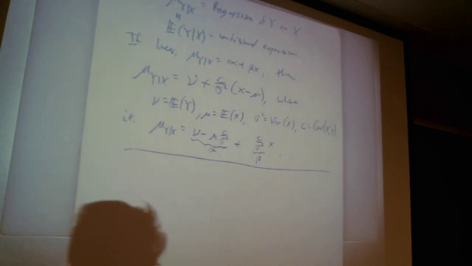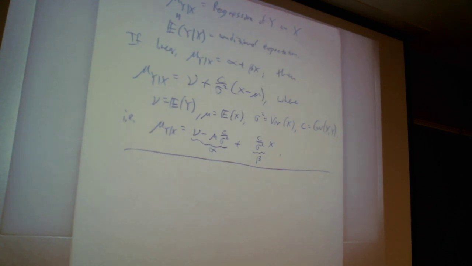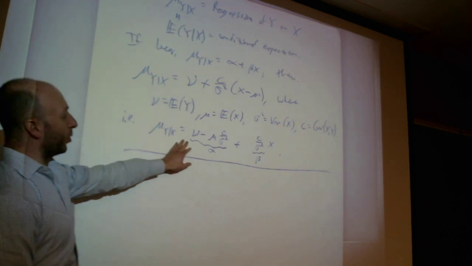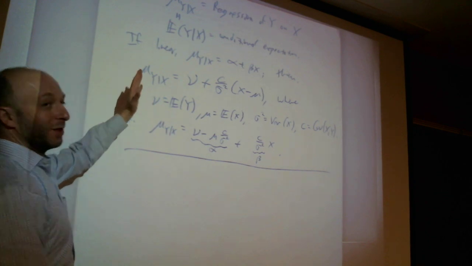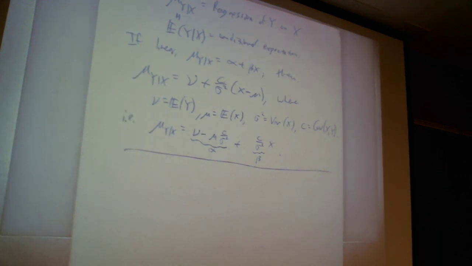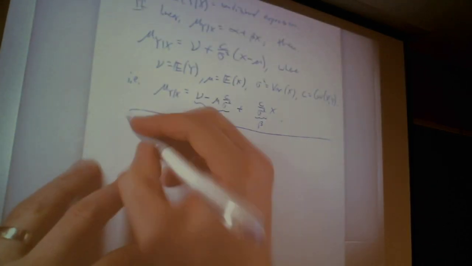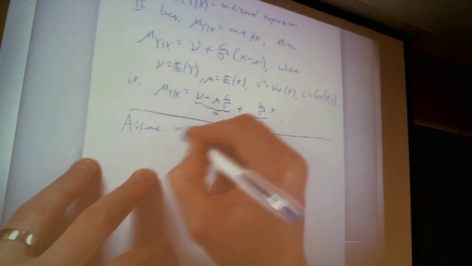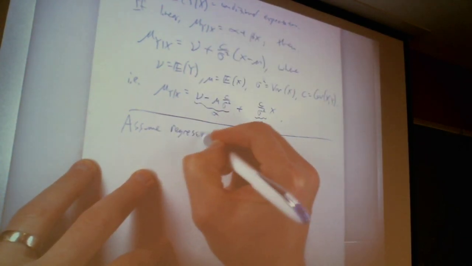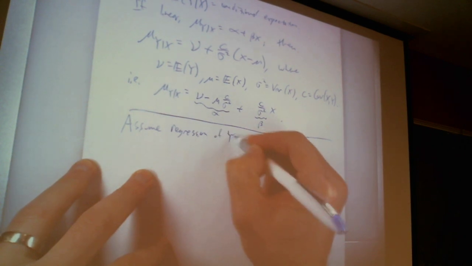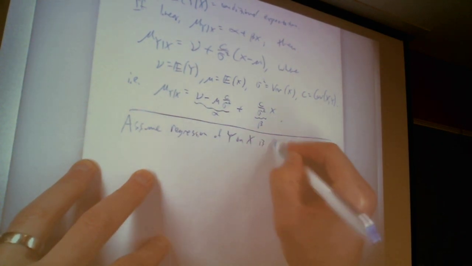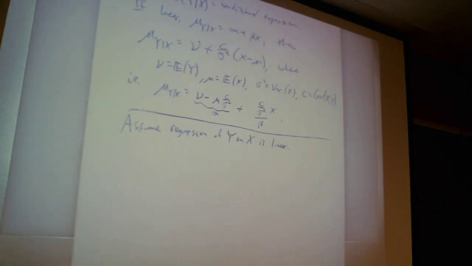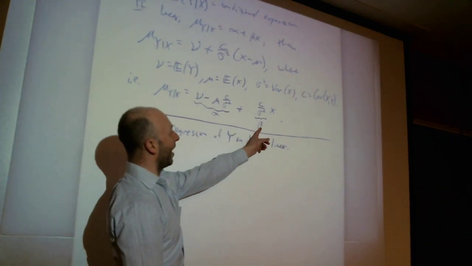Now, suppose, so this was probability theory. This is purely, there's no samples here, there's no, given the outcome, what can we learn? Now let's do a little bit of statistics. Okay, so assume that the regression of y on x is indeed linear. Can we find estimators for alpha and beta?